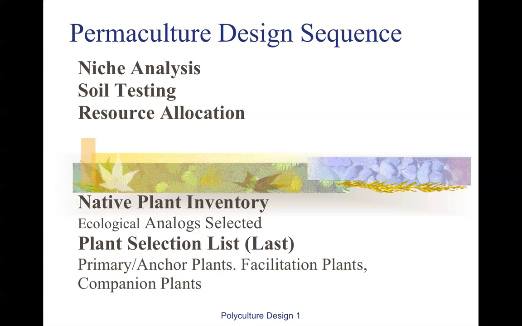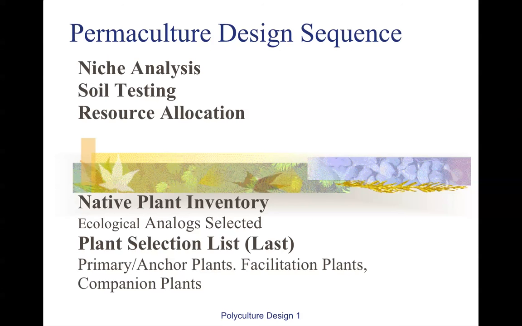The next thing we did was a native plant inventory. What are the plants that are already growing here? Of course, in an annual garden, that's not something that might apply, but if we're doing a forest garden in a woodland area, we can see what plants are already there and use those for analogs, looking at those families of plants and see if there are any that we can plant that are edible and used for us. So the ecological analogs are selected. And then we start building our plant selection list. Again, that's the last thing we do.